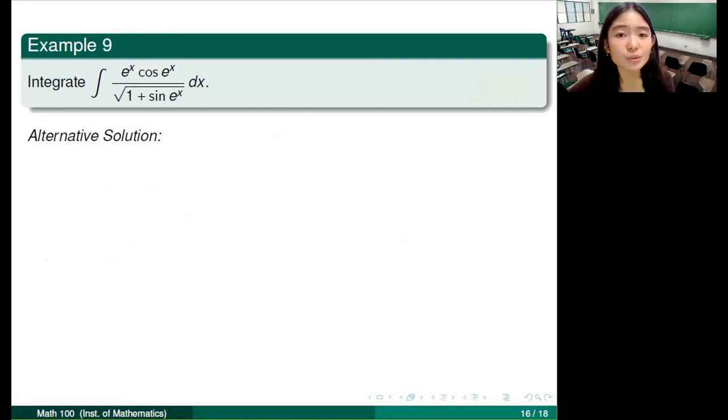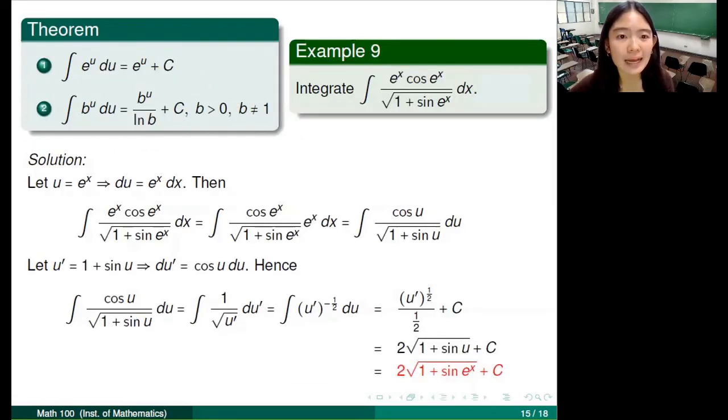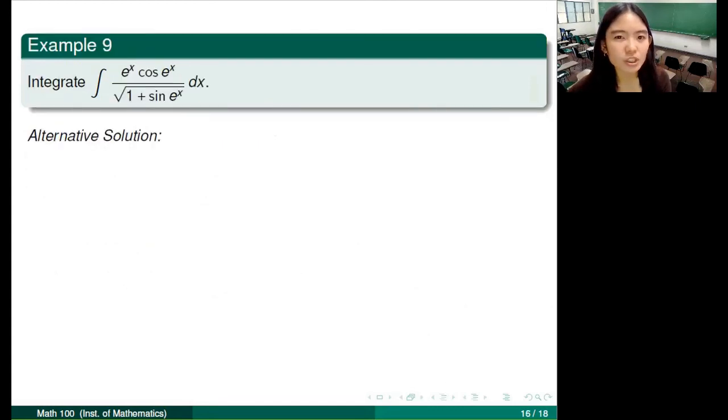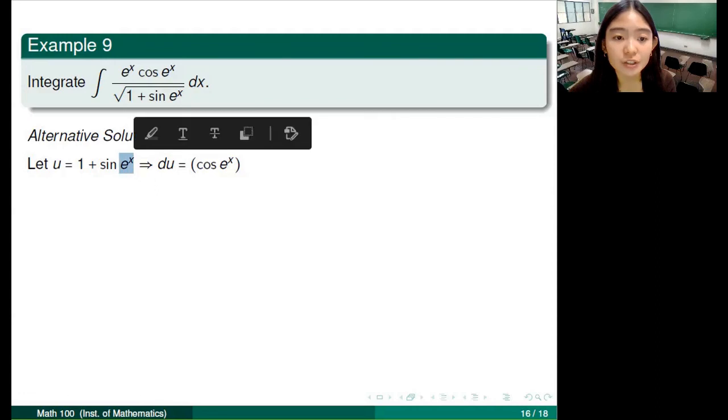There's an alternative solution actually kasi dito medyo mahaba in the sense na twice tayo nag-substitution, which is completely fine. Kung dito kayo mas sanay, dito kayo mas comfy, it's okay. Pero papakita ko rin that there's a slightly more short solution sa pag-solve nito. Pwedeng nilet union na agad yung 1 plus sine e raised to x. Ang derivative ng sine e raised to x, kailangan lang mag-chain rule for differentiation. So, cosine e raised to x siya times the derivative of the inner function.